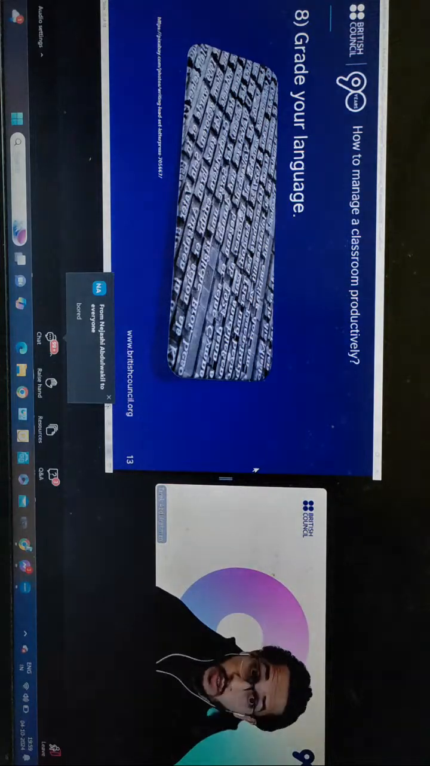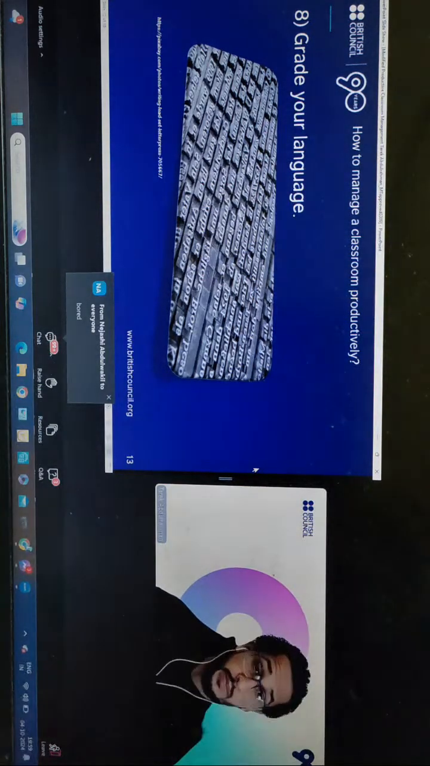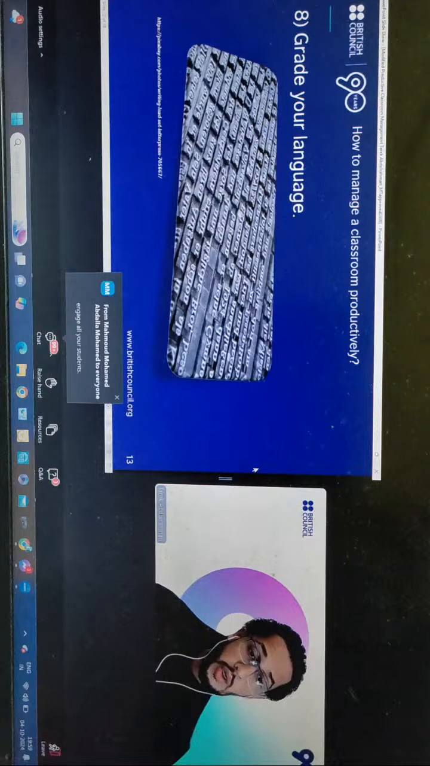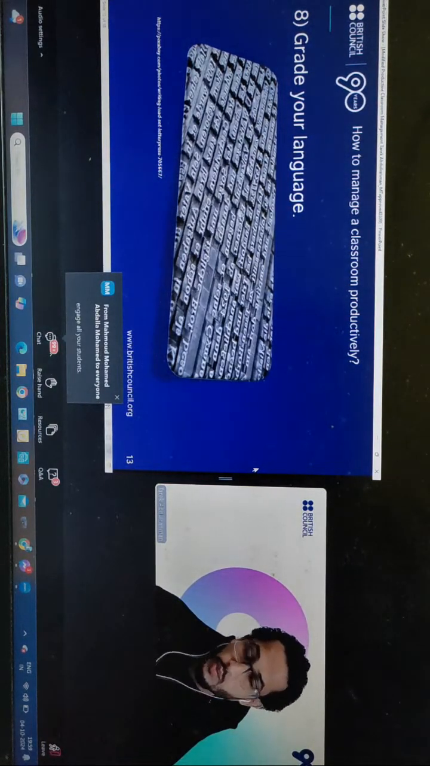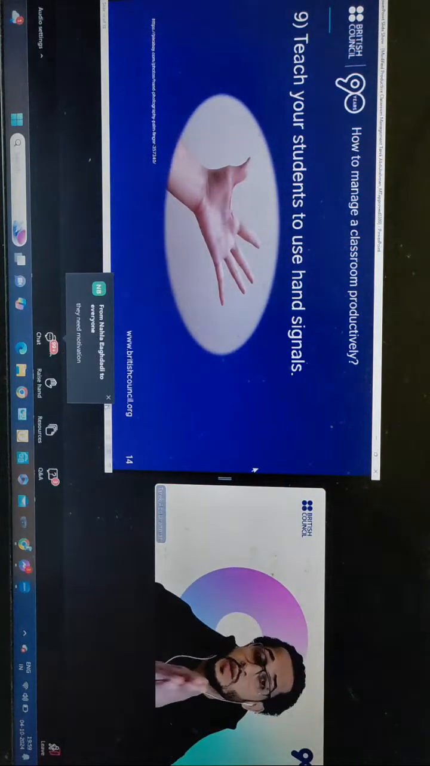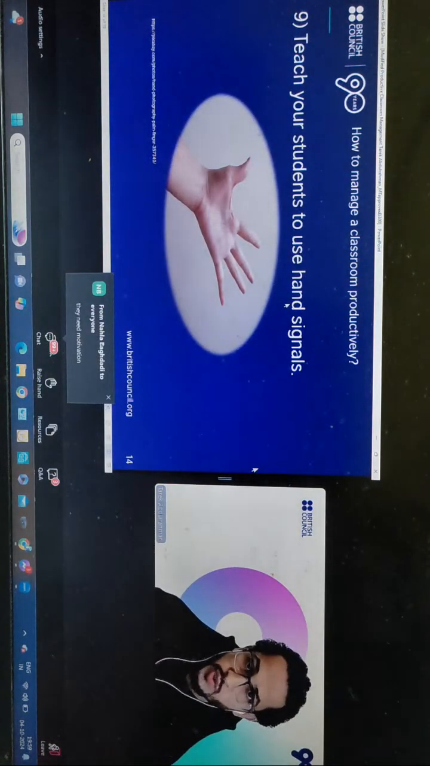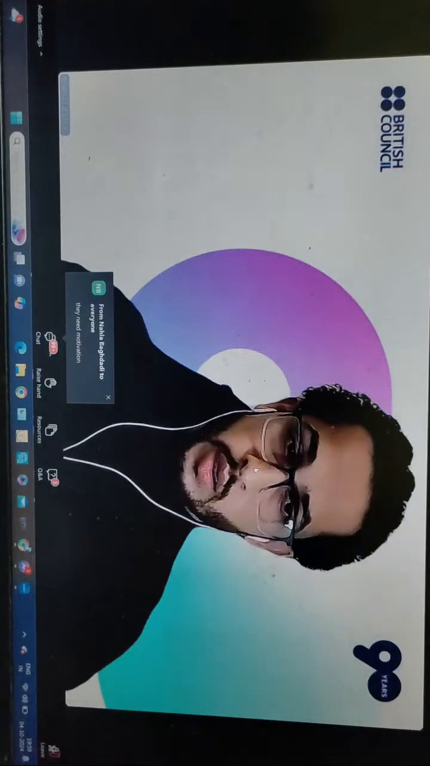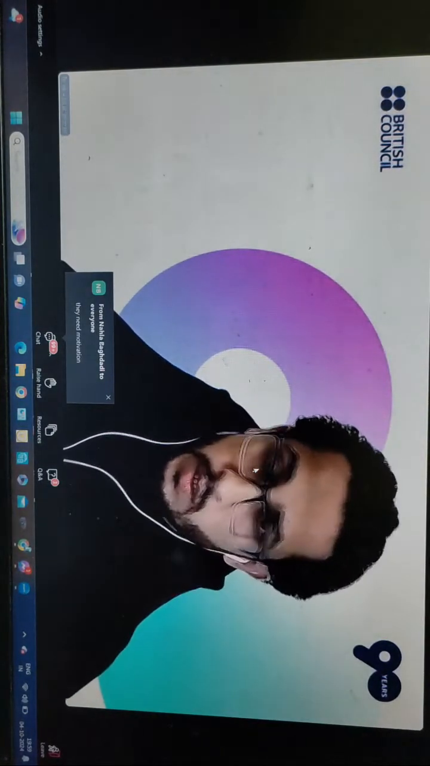Number 9, which is very, very important for the flow of the classroom. Let's see what number 9 says. Teach your students to use hand signals. I need to stop sharing here. What do I mean by hand signals?